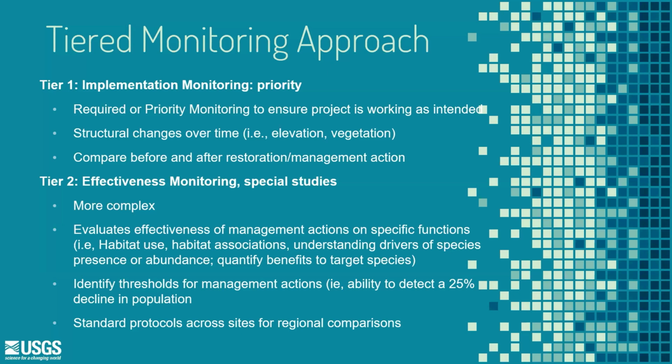Tier two is more in terms of effectiveness monitoring or special studies. These are typically more complex, and they evaluate the effectiveness of management actions on specific functions or specific species, like habitat use, habitat availability, and associations, and really understanding the drivers of species presence or abundance, and to quantify the benefits of a restoration to target species. Part of that is identifying the thresholds for management actions, and how you can design your monitoring for the ability to detect, let's say, a 25% decline in the population. And so one of the key parts of this that I'll also reiterate is the need for standard protocols across sites, so that you can have these regional comparisons.